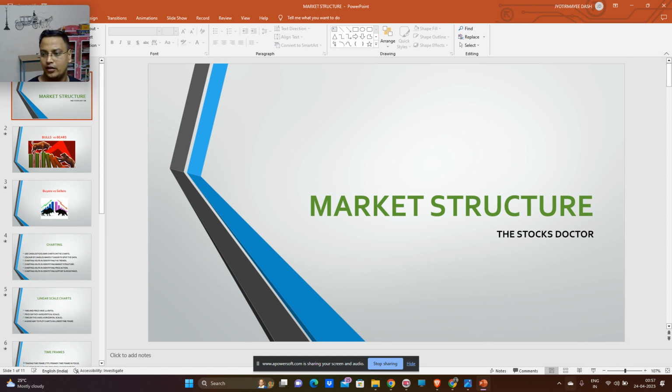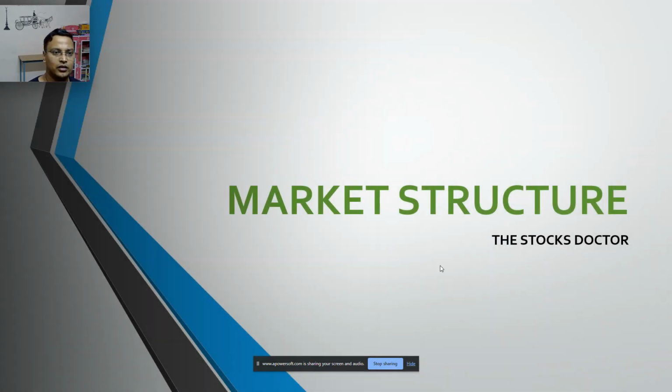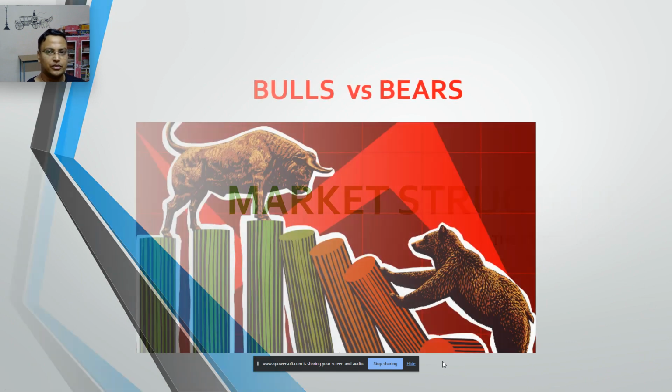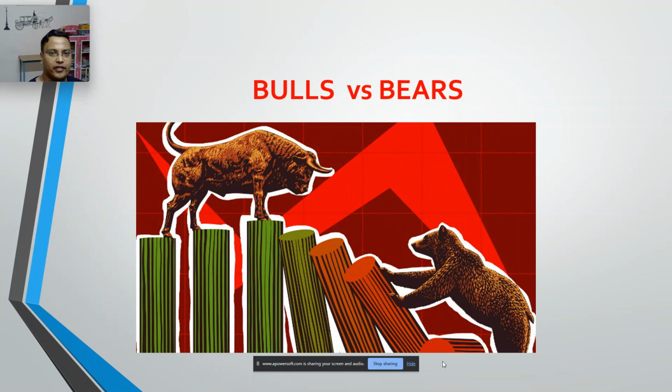Now, market structure, as we will discuss, is a fight between bulls and bears. Bulls are those persons who are buyers, whose intention is to raise the prices, whose intention is to buy. Whatever price they get, or if they get a suitable price which they like, they go on buying. And the bears, they wait for the suitable price to sell.